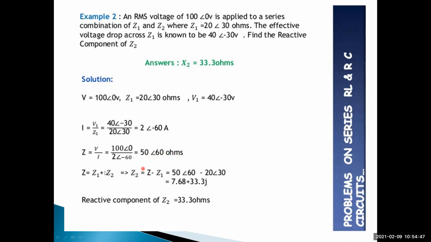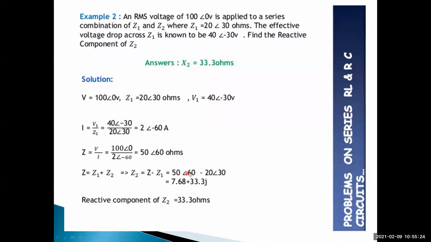So Z is equal to Z1 plus Z2. This is applied to the series combination of Z1 and Z2. The total impedance is Z1 plus Z2. We want to find the reactive component of Z2, so Z minus Z1. Z is 50 at an angle of 60 degrees minus Z1, which is 20 at an angle of 30 degrees. Convert the 50 at an angle of 60 into rectangular form, or use calculators.